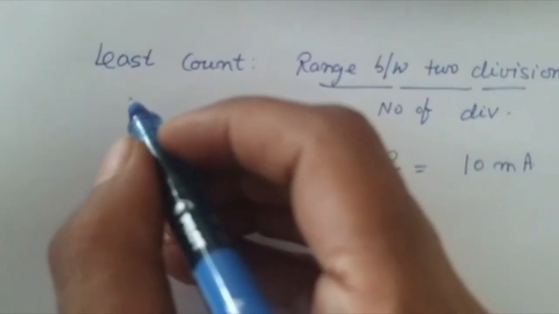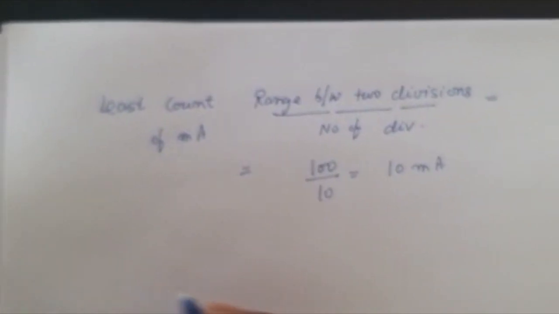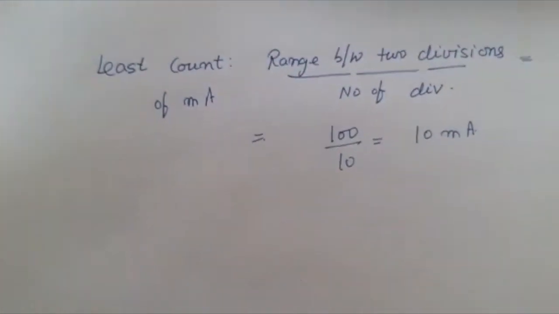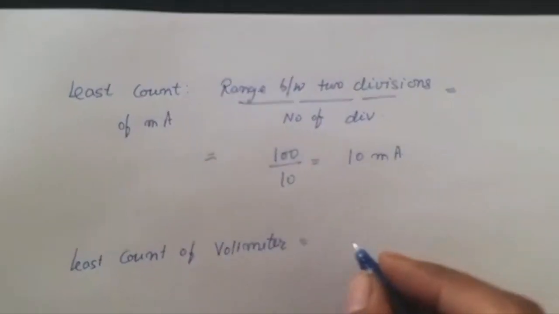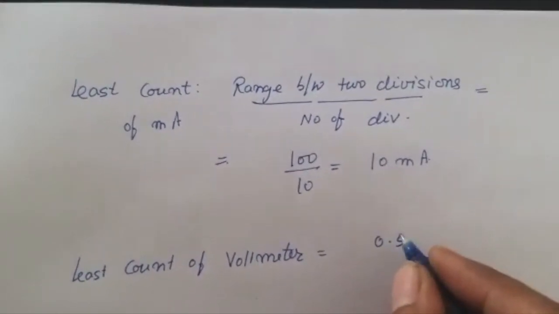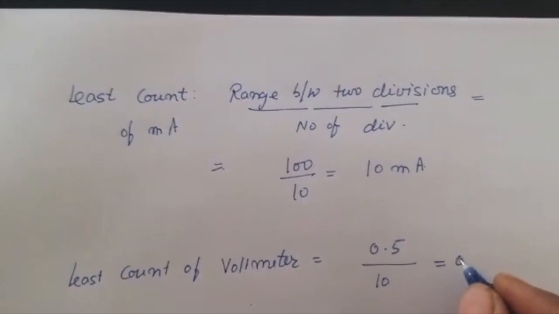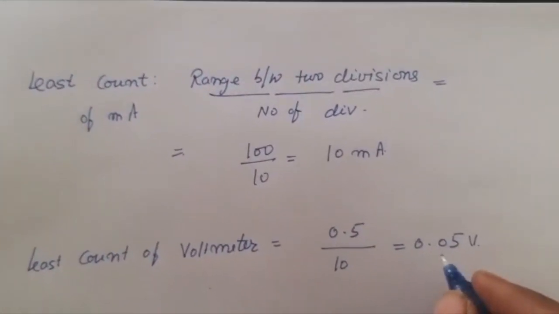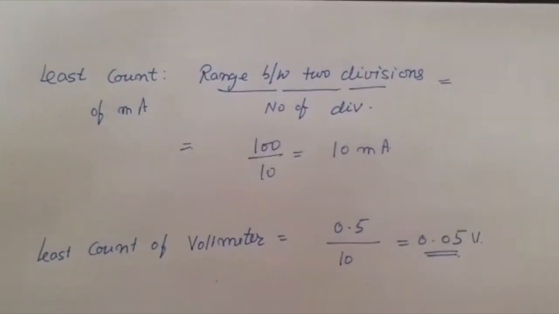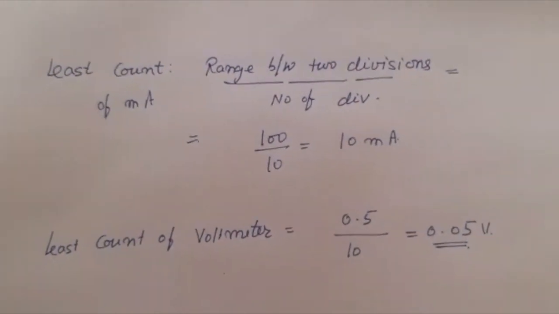So this is the least count of the milliammeter, and now we have to find out the least count of the voltmeter. The formula remains the same: range between two divisions, that is 0.5 I have taken, and the number of divisions between them is 10. So the least count is 0.05 volt. That means the minimum reading I can take from the voltmeter I am using is 0.05 volt.